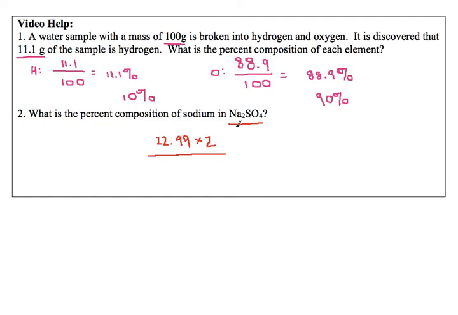I'm going to actually just do that in the calculator. So I got my 22.99 times 2, which is the mass of my sodium, so that is 45.98. And I'm going to divide that by the 45.98 that I get from sodium, plus the mass of sulfur, which is 32.07, plus the mass of oxygen, which is 16 times 4. And I end up getting 142.05.